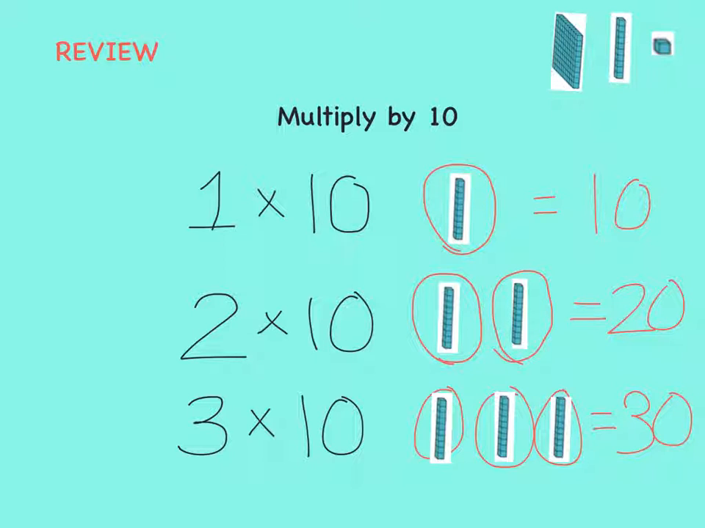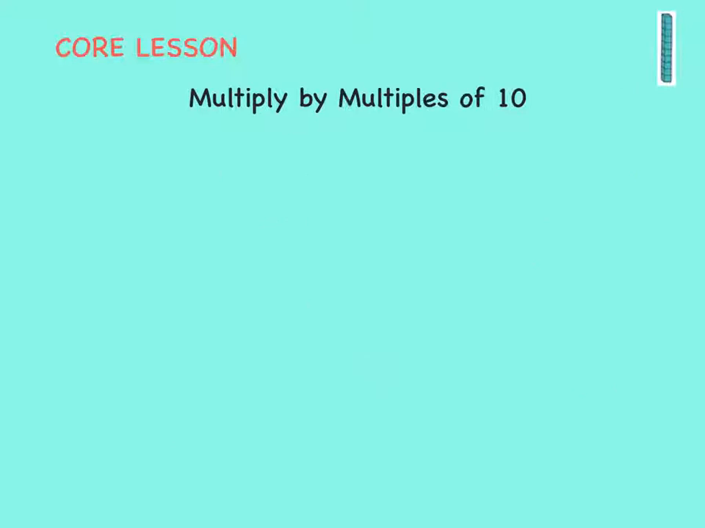Notice the pattern. Anytime we multiply by 10, we stick a 0 at the end of the number we multiplied by. So 1 times 10, well, here's our 1, and there's the 0. 2 times 10 equals a 2, followed by a 0, 20. And 3 times 10 equals 3, followed by a 0, 30. Interesting pattern. Let's find out what happens when we multiply by multiples of 10.